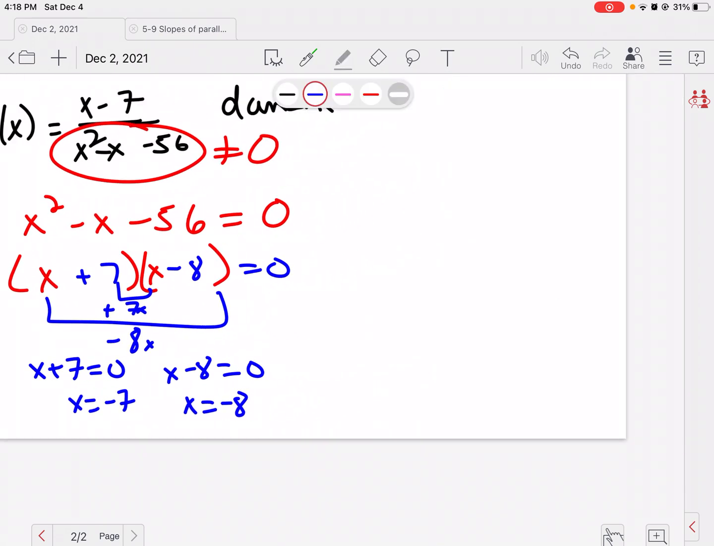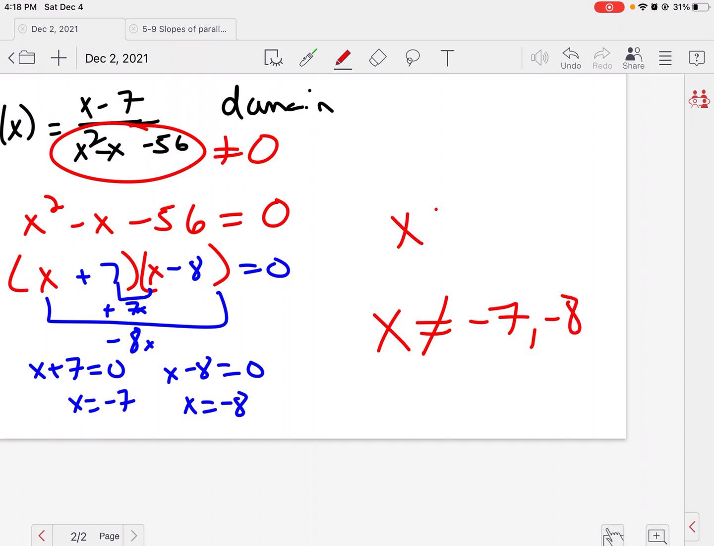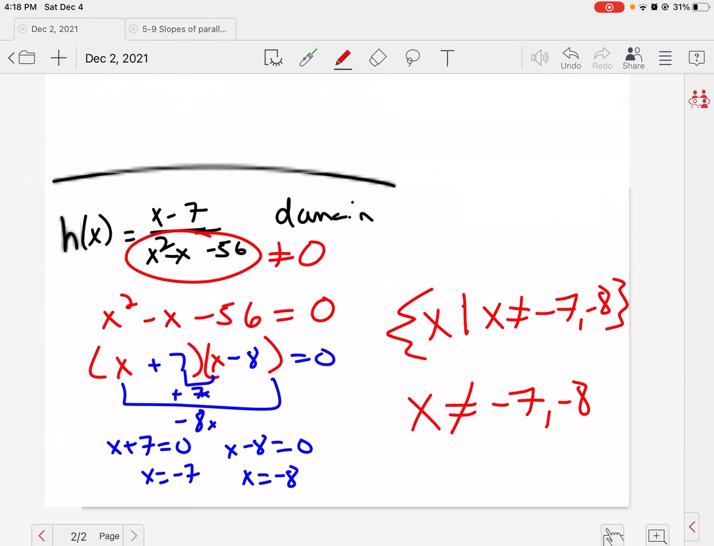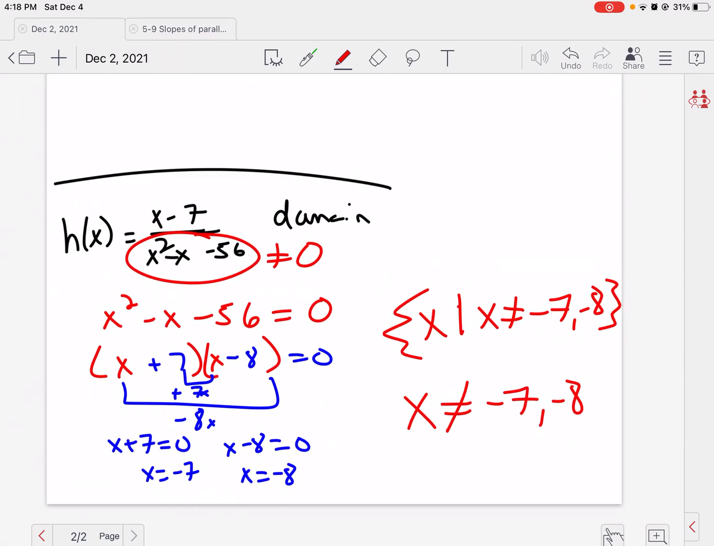Now, I don't know how they're going to have you type it in the program, but a lot of times you'll say x cannot equal negative 7, negative 8. Other times they'll have you put it in the brackets, x where x is not equal to negative 7 or negative 8, in the fancy brackets. So I'm not sure how they'll have you type it in, but one way or another, that's what it'll look like. Okay, so again, if you're just looking for the domain, you just look at the denominator, say you don't want it to be 0.